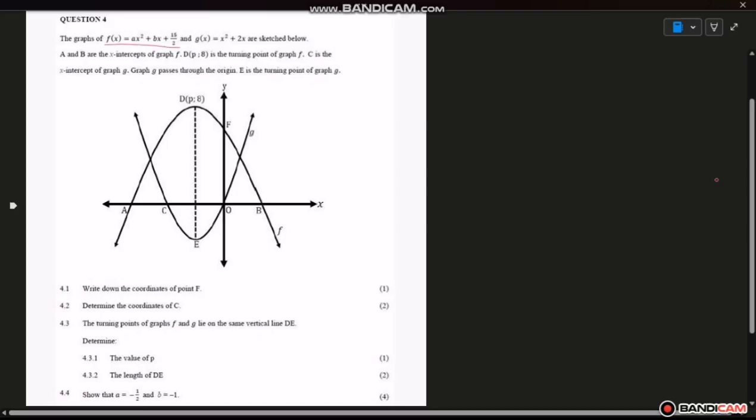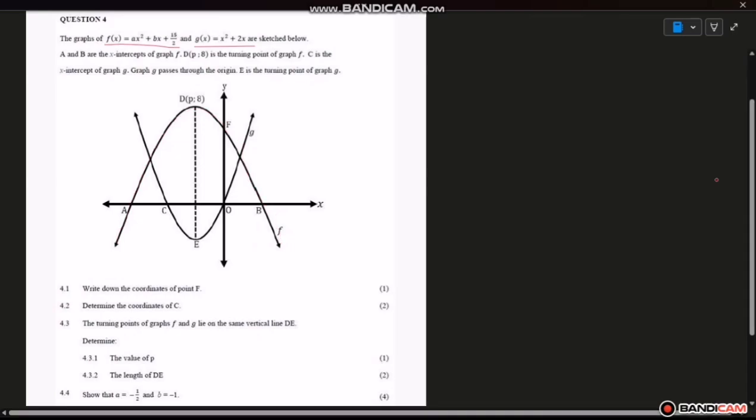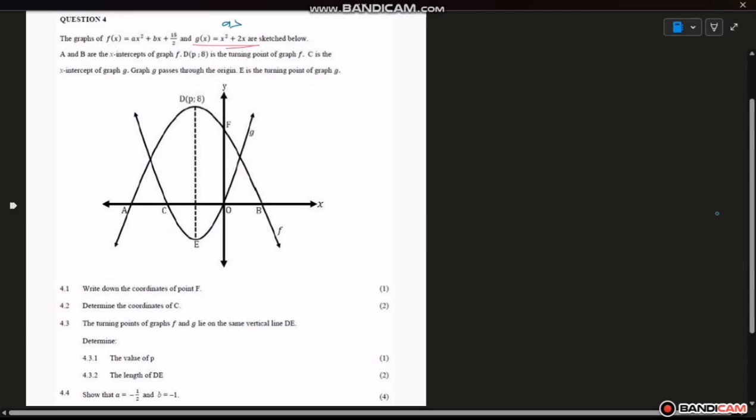So you are given f of x and g of x. Both of these graphs are parabolic graphs. As you can see, the one that I'm highlighting here has a sad face. It is the graph of f. And the one that we are having here, g of x, let me just highlight it, has a happy face. As you know, if a is greater than 0, the graph will have a happy face.